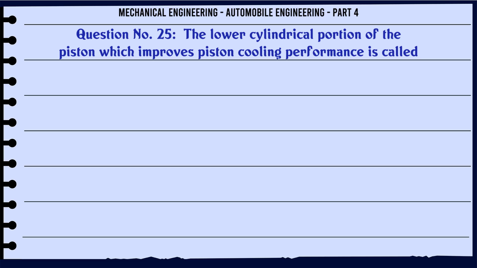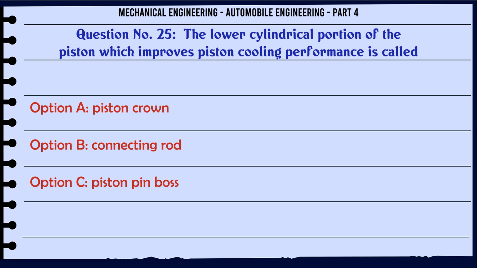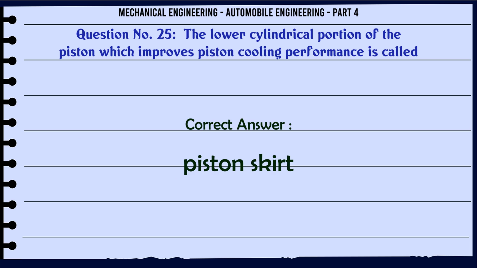The lower cylindrical portion of the piston which improves piston cooling performance is called: A. Piston crown, B. Connecting rod, C. Piston pin boss, D. Piston skirt. The correct answer is piston skirt.